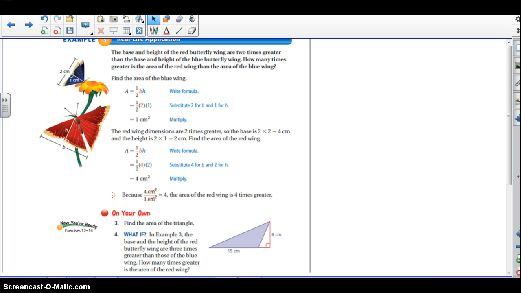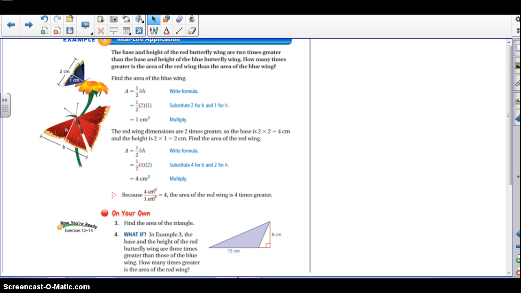All right, example 3 is the base and height of the red butterfly wing are 2 times greater than the base and height of the blue butterfly wing. How many times greater is the area of the red wing than the area of the blue wing?